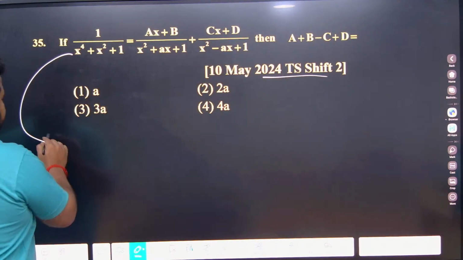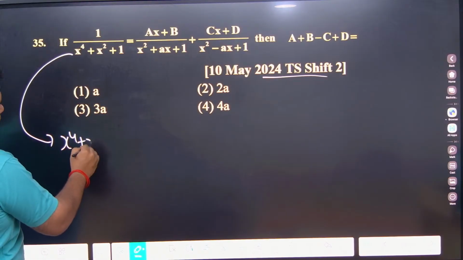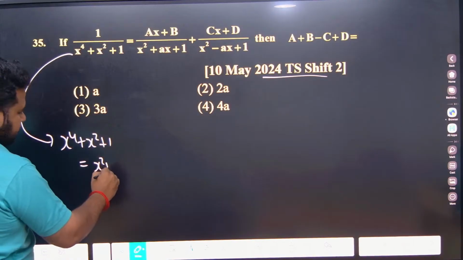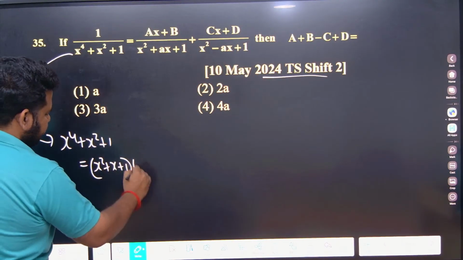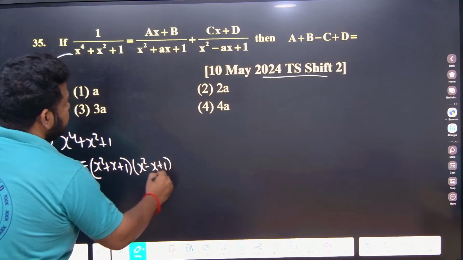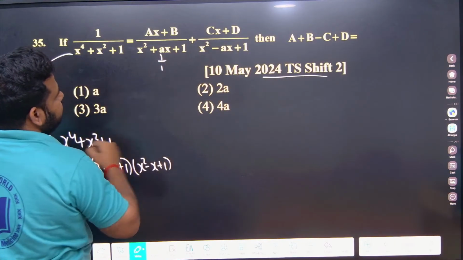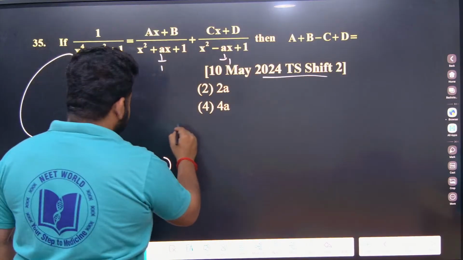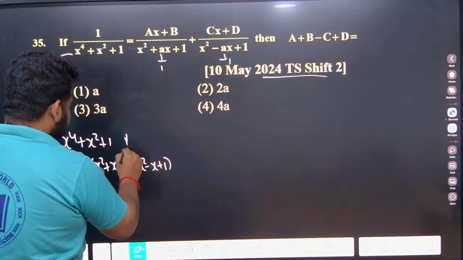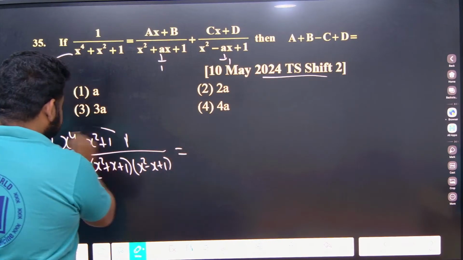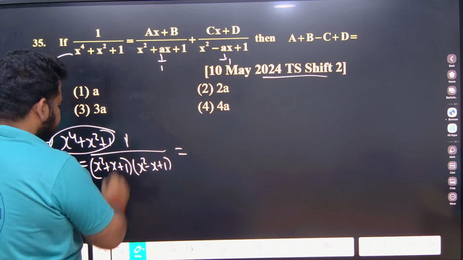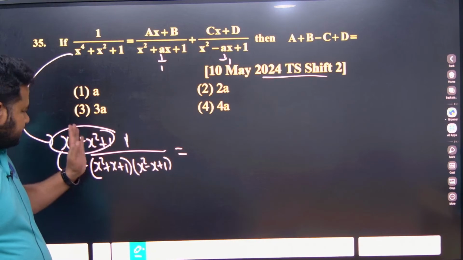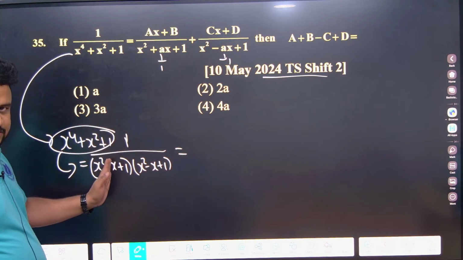I have told you multiple times in the class, x power 4 plus x square plus 1 can be factorized as what? x square plus x plus 1 into x square minus x plus 1. That means this a value will be equal to 1, this a value will be equal to 1. So this question will transform into 1 by x square plus x plus 1 into x square minus x plus 1.